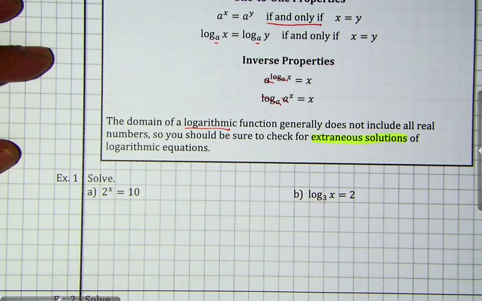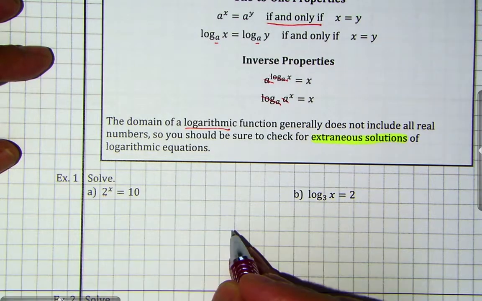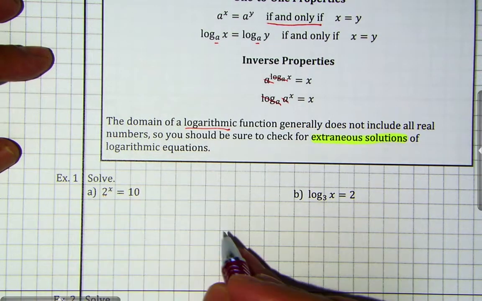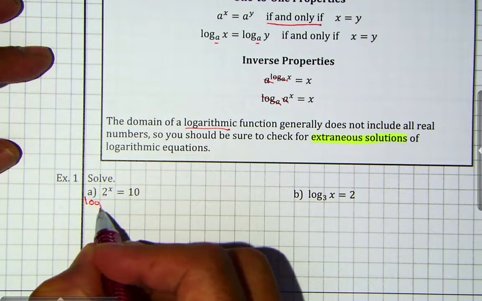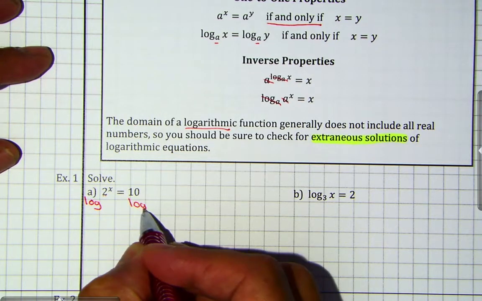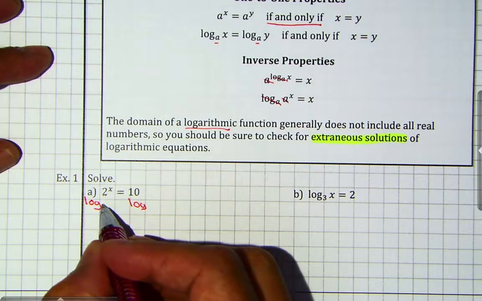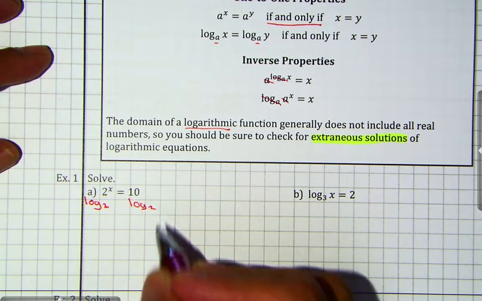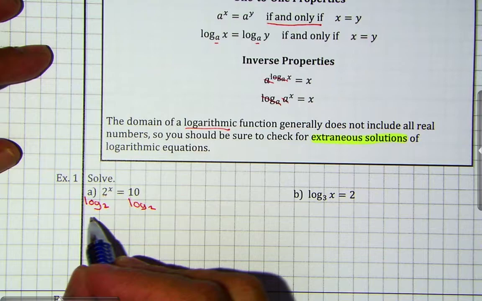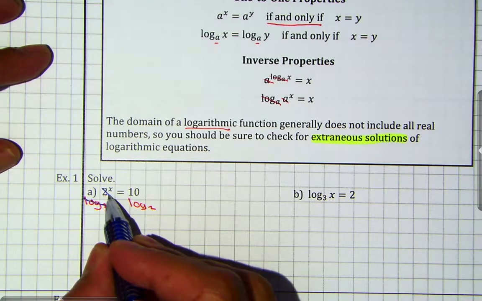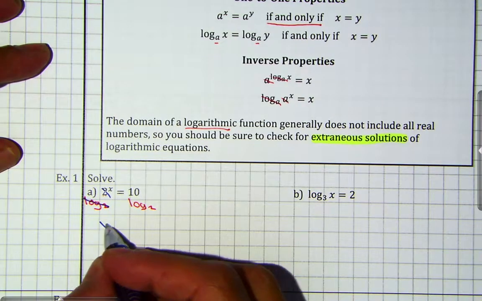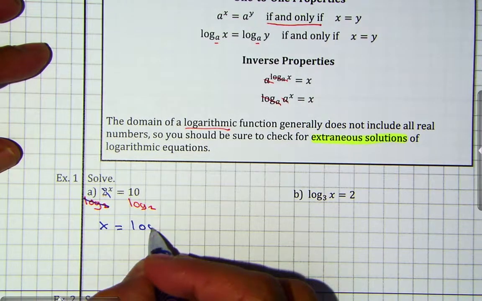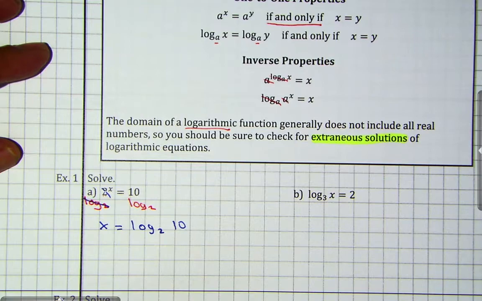The same way that if it's adding, you subtract on both sides, and if it's multiplying, you divide on both sides. The opposite of a base is a log. I'm going to take the log on both sides, and the base should be 2. So therefore, the log base 2 and the 2 cancel out according to this property, so I have x is equal to the log base 2 of 10.